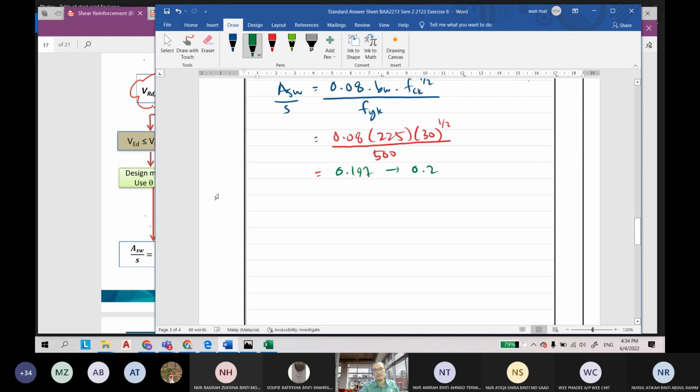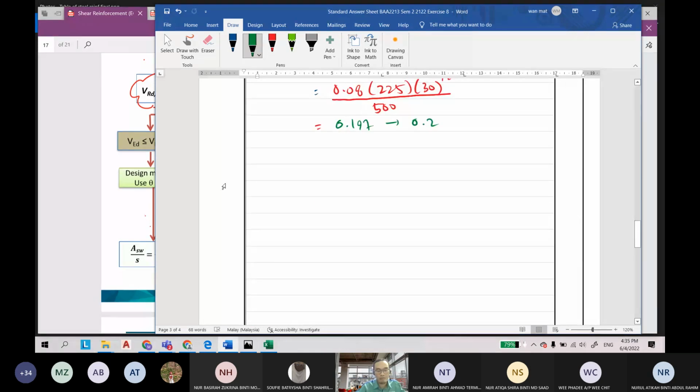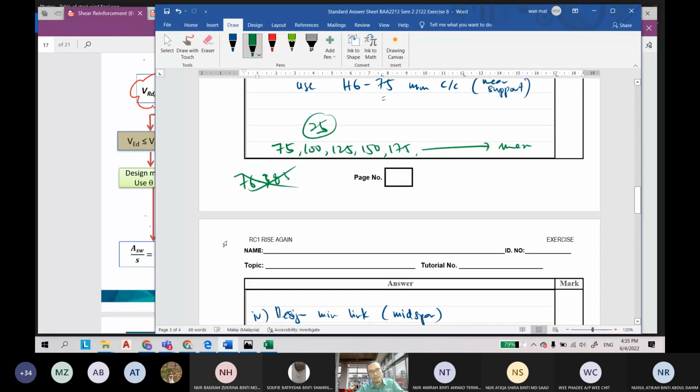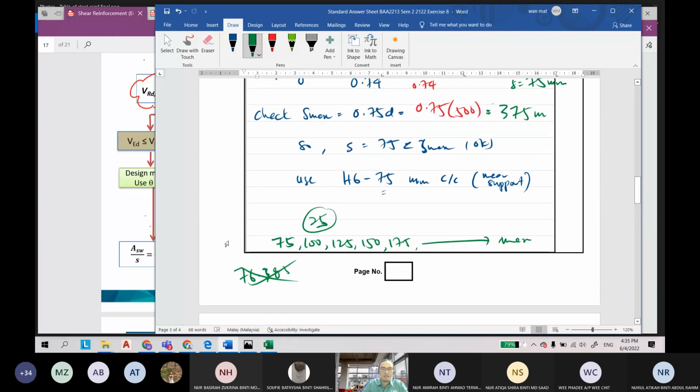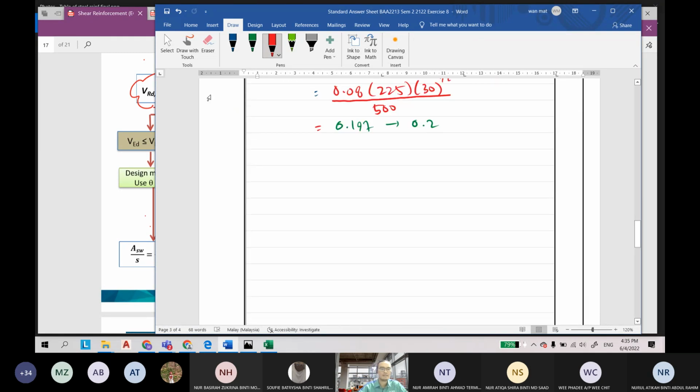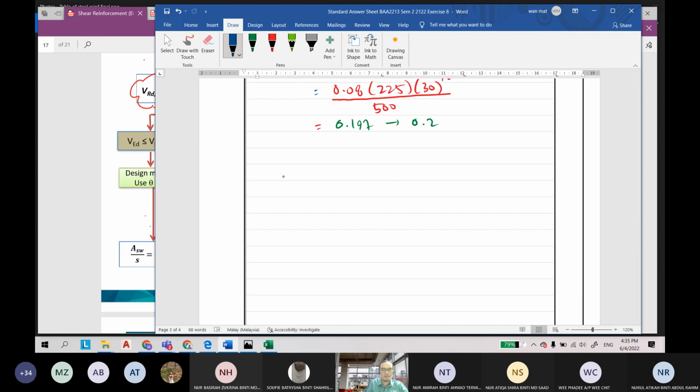For spacing, we first use the similar size to ease the construction. If you use H6 at the support, near the support you use a diameter of 6, so at the middle also you use the same diameter. This is to ease the process of construction. So use H6. So ASW is equal to 56.5 mm square.